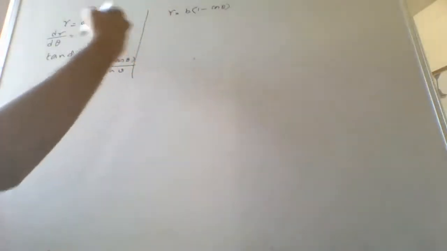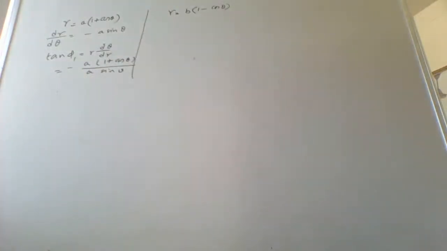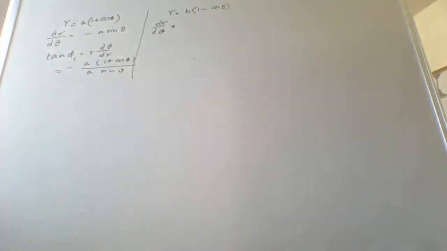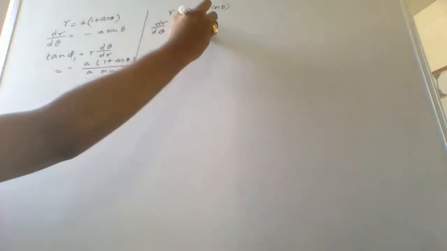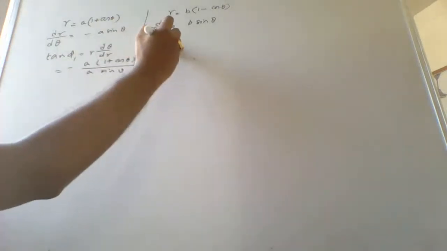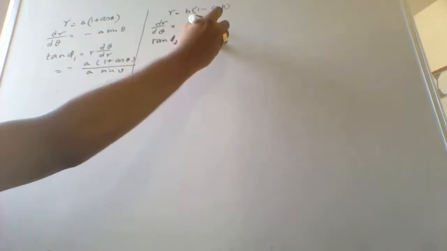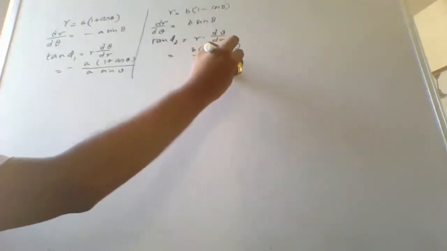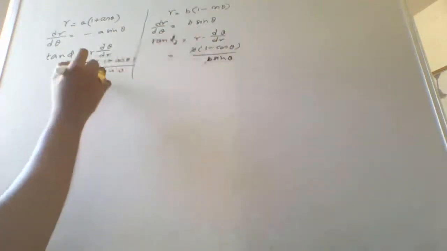Now when you try to find what is tan phi 2, dr by d theta would be b sine theta. So I get this as d theta by dr, and 1 minus cos theta, and so you can cancel this and this.